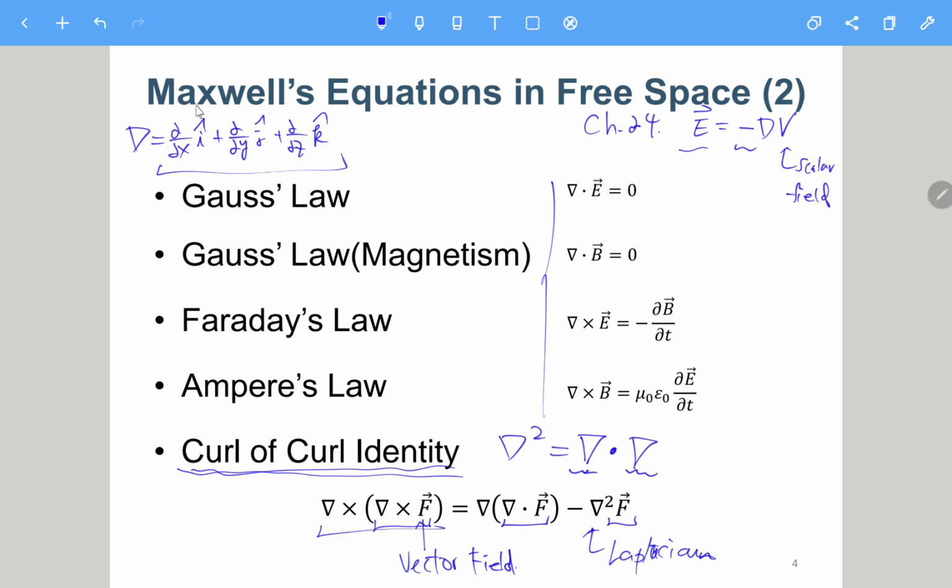So the only terms remaining are each one dotted with itself. I dot I will be 1. So we will have the second partial derivative with respect to x, plus the second term dotted with itself, the second derivative with respect to y, and then the second derivative with respect to z. So this is a scalar operator. We usually call this one the Laplacian operator.